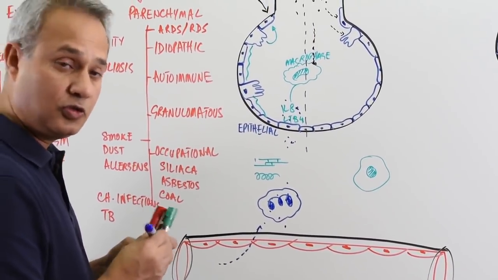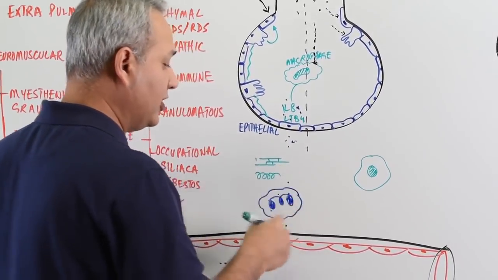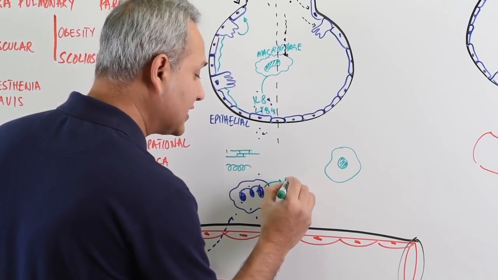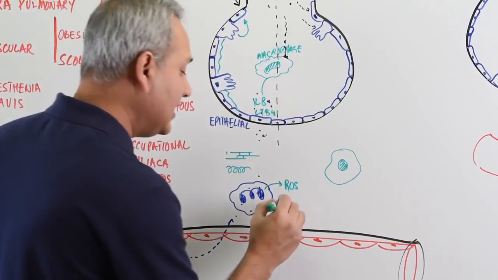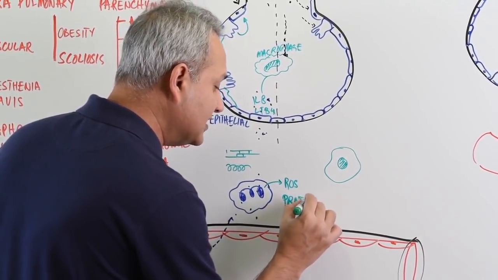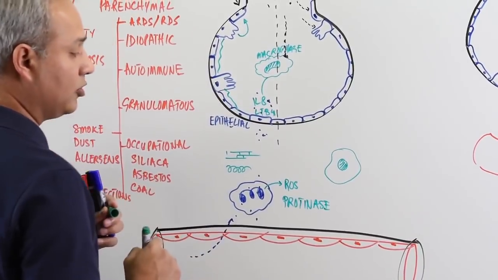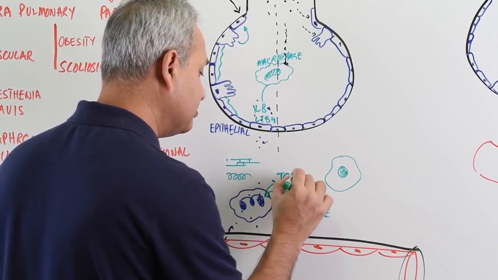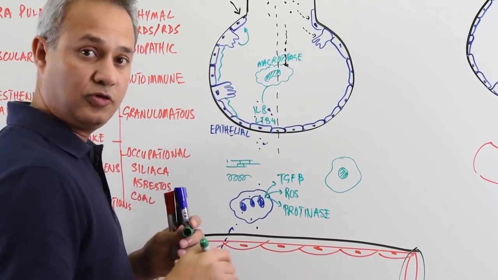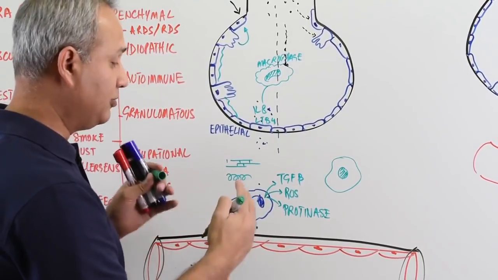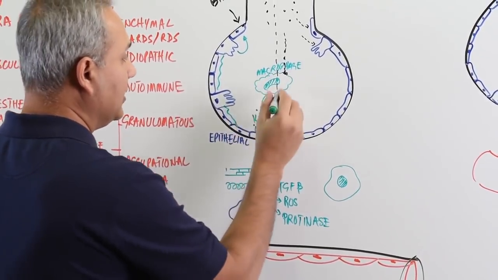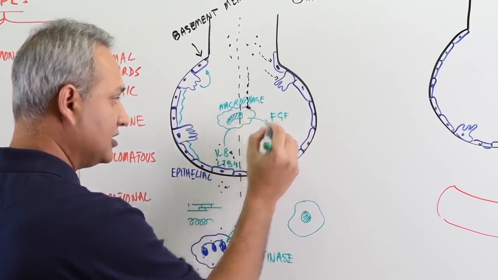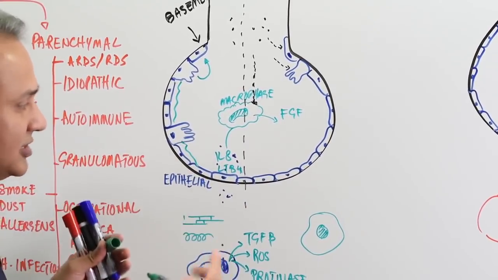What will this neutrophil do? When it comes in here, this neutrophil will cause cytokine releases, plus it would cause reactive oxygen species to be released. It will release proteinases or proteases. It would release tumor growth factor beta. So that would start amplifying the inflammatory process. Meanwhile, the macrophage would also release the fibroblast growth factor. These are just the inflammatory factors, right? So there's nothing magical here.